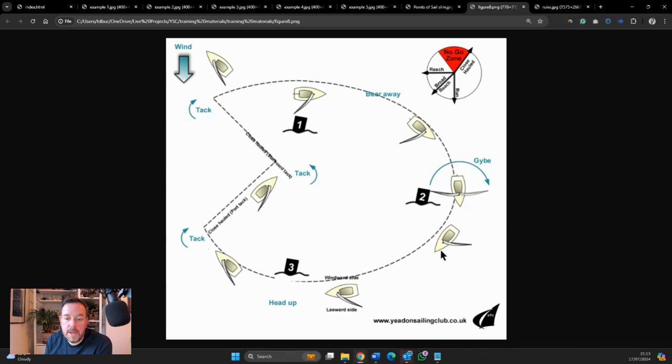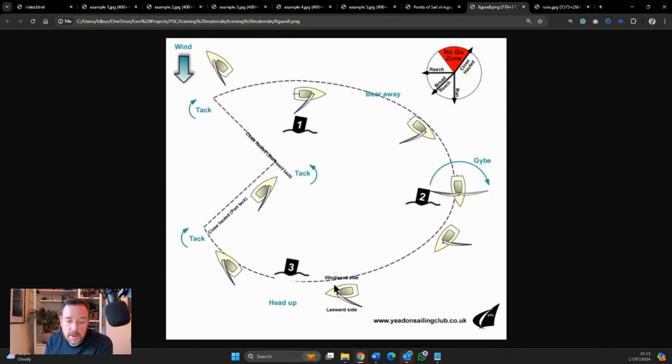As you're coming around here, then you're going to be heading up. And again, you're going to be changing the position of your centerboard and your sail as you go around there. Sorry, I had to think about that for a second.